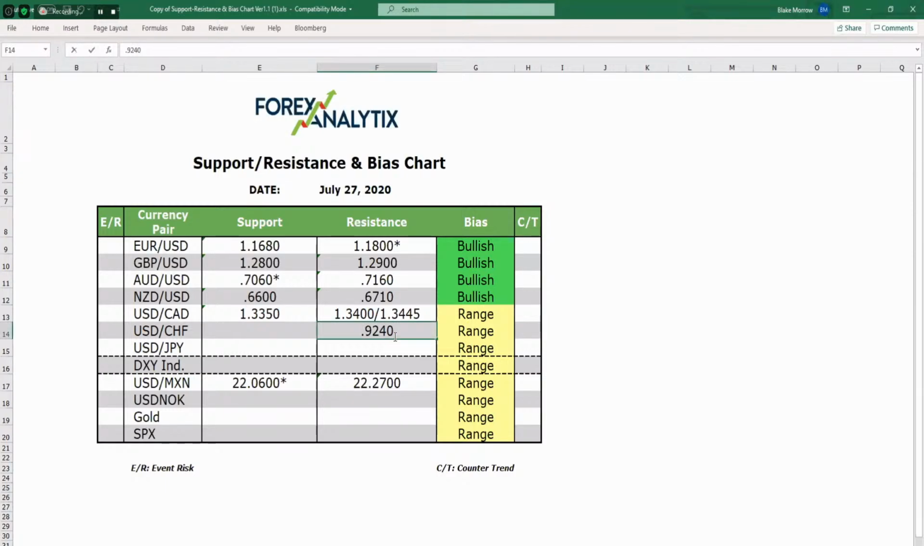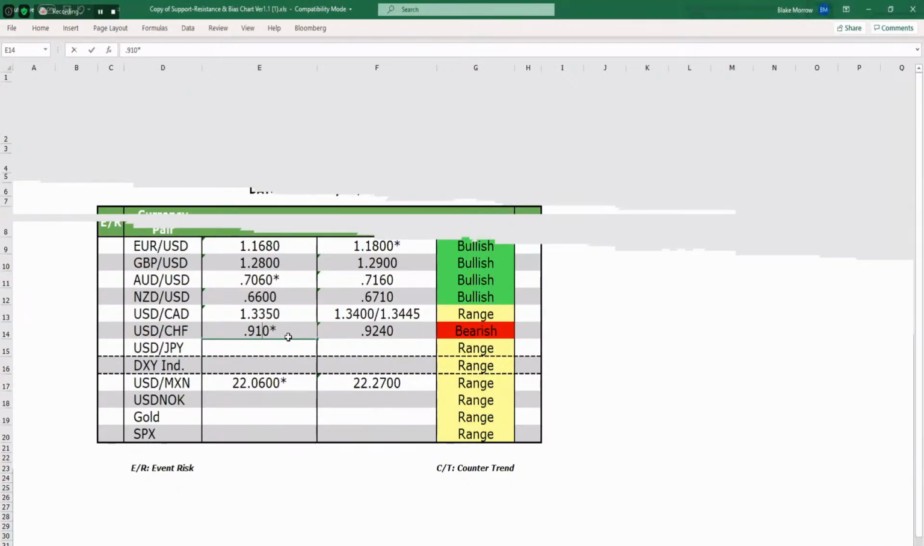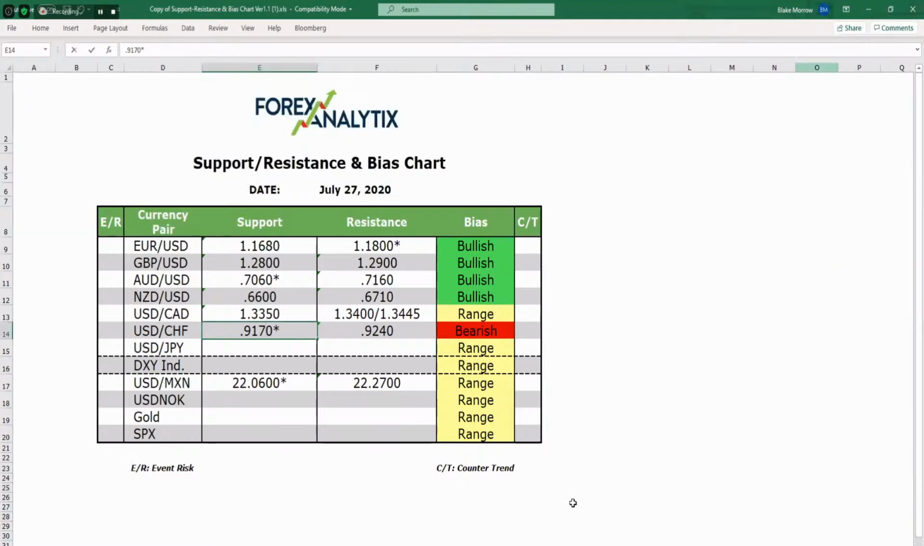So 92.40, we are bearish, but keep in mind that this support at 91.80 is now pretty key. Okay. Or whatever the lows were, 91.68, 91.70. So let's just write 91.70. This is going to be pretty important because we might be creating a false breakdown in the Swissy. Like I said, if we start getting back above 92.40, next thing you know, we've got a short squeeze going. Okay. Just something to pay attention to.